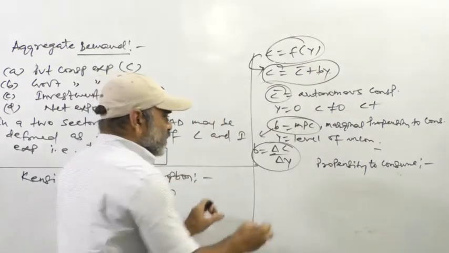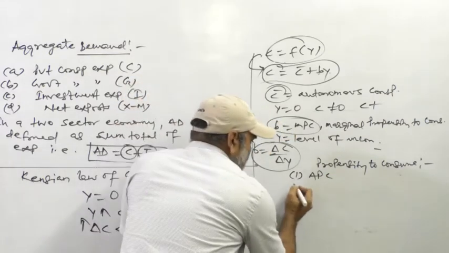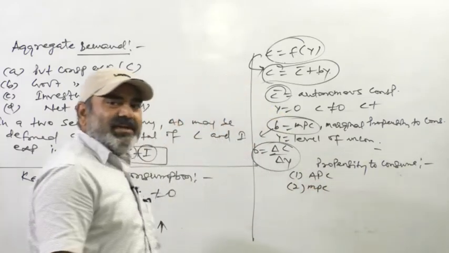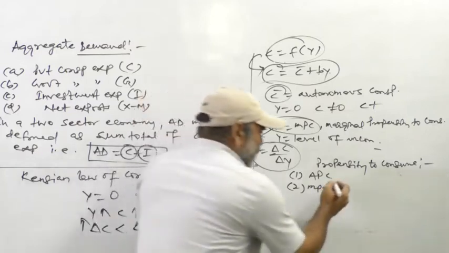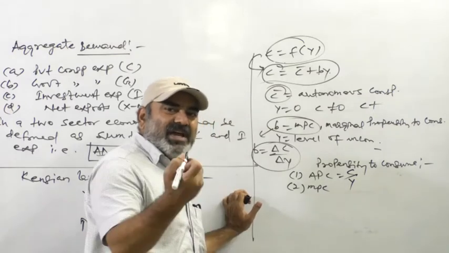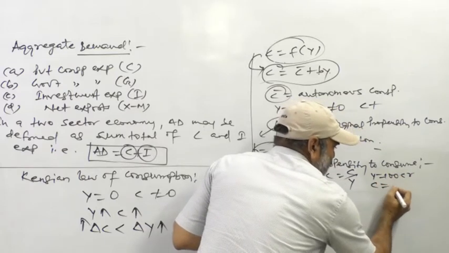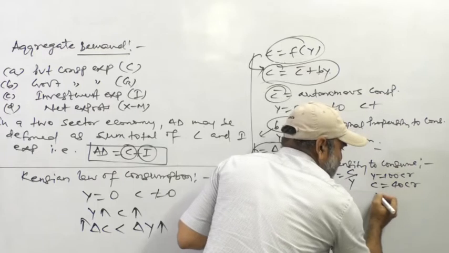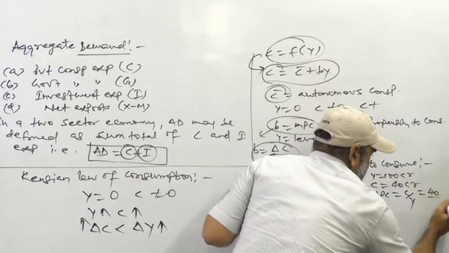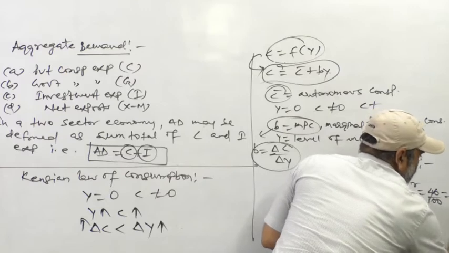And there are two variants of propensity to consume, that is average propensity to consume and marginal propensity to consume, APC and MPC. Average propensity to consume is the ratio of total consumption to total income. Let us understand it with the help of example. Suppose income is 100 crore and consumption is 40 crore. In that case, APC will be C upon Y, that is 40 upon 100 equals to 0.4 or 40%.